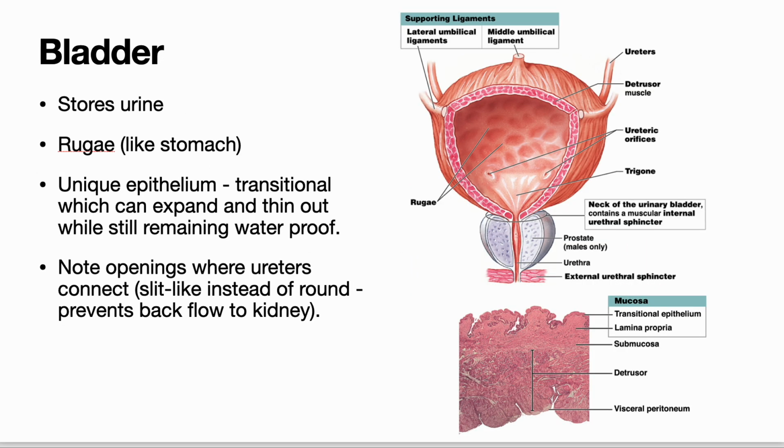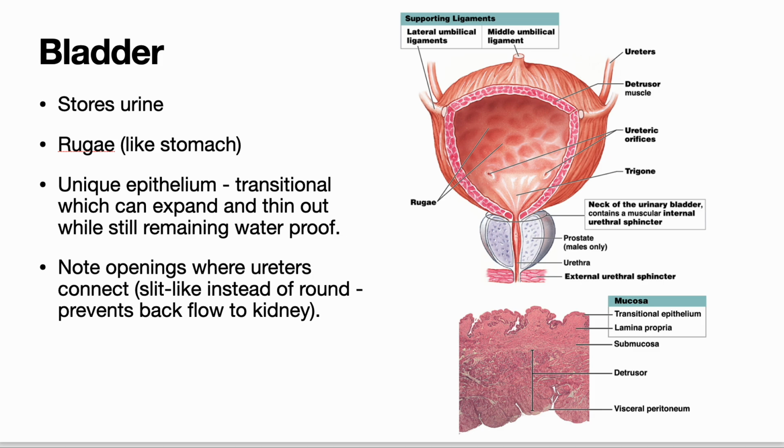All right, that brings us to the bladder, which of course is for storing the urine that the ureters deliver from the kidneys. The bladder has rugae, just like the stomach. That is going to allow for the bladder to expand when it fills with urine.